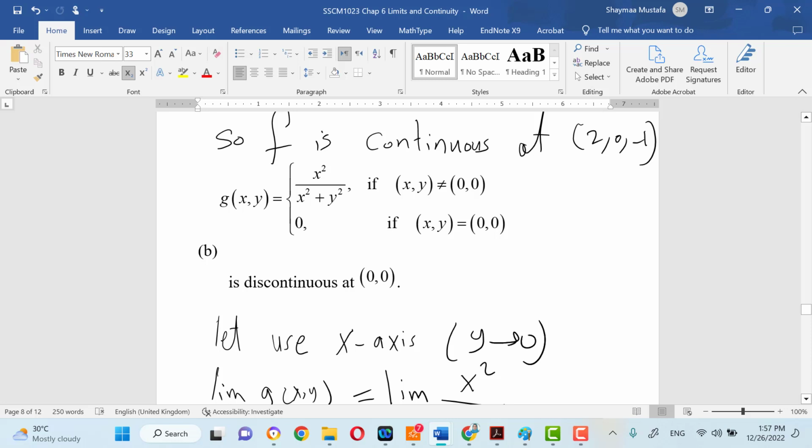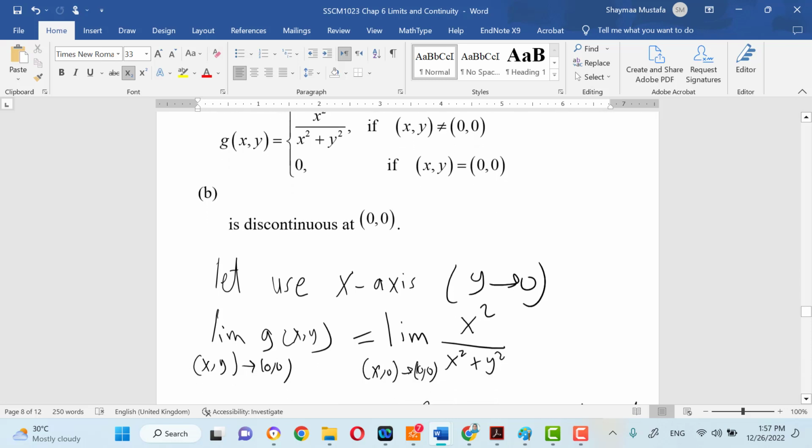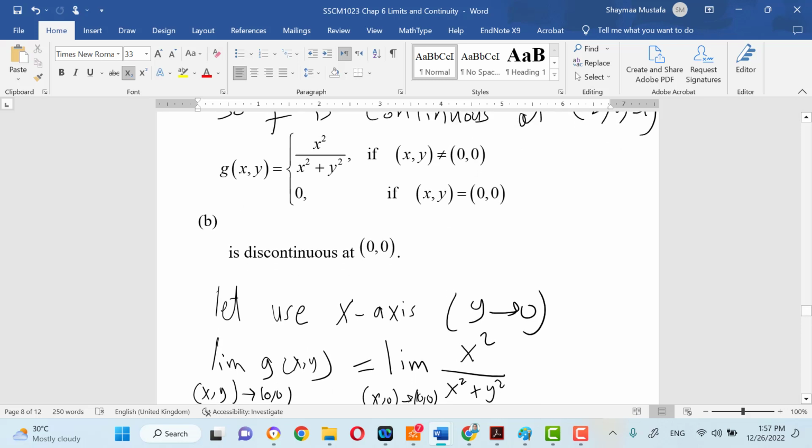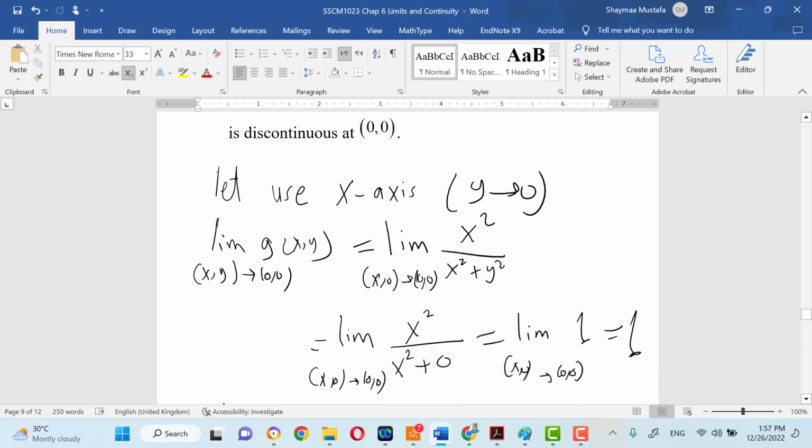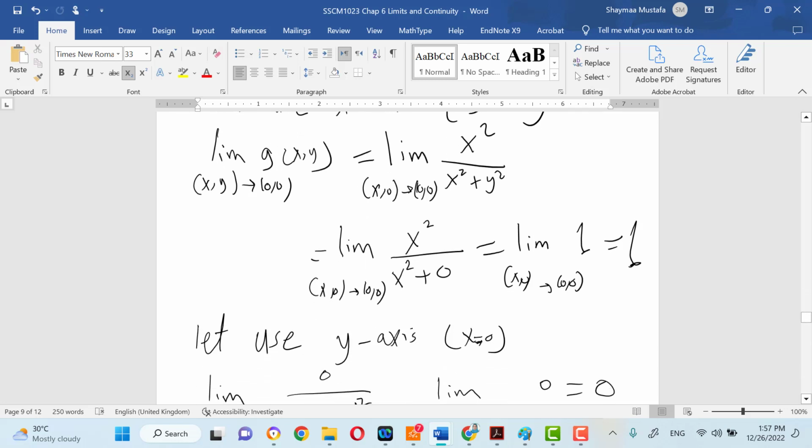First I will use the x-axis, where y goes to 0. Then when I choose y goes to 0, the limit will be equal to x squared over x squared plus 0. The limit as (x, y) goes to (0, 0) becomes x goes to 0, because we substitute y by 0. x squared over x squared is equal to 1, so the limit will be equal to 1. So through the x-axis, the limit for the function is equal to 1.